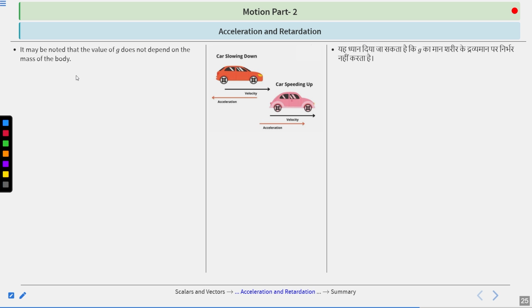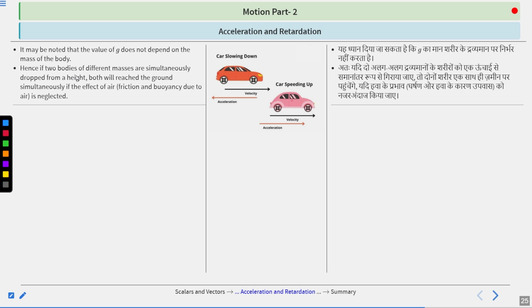It may be noted that the value of g does not depend on the mass of the body. Hence, if two bodies of different masses are simultaneously dropped from a height, they will reach the ground simultaneously if the effect of air, like the friction and the buoyancy due to air, is neglected.